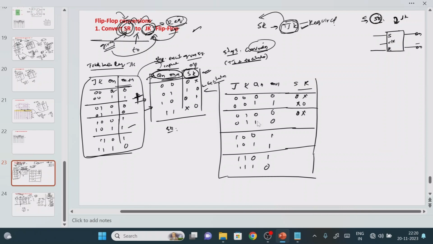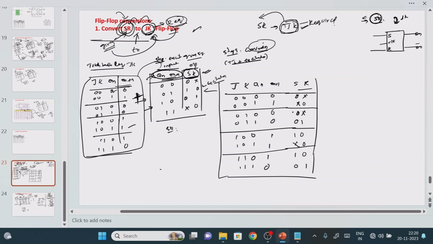Next, what is the Qn plus 1 value? I again repeat, don't mess with the JK value, right? So 1 0 means what is the answer? 0 1. Next, 0 1 means what? 1 0. 1 1 means what? Cross 0. Next, 0 1 means what? 1 0. 1 0 means 0 1, right?